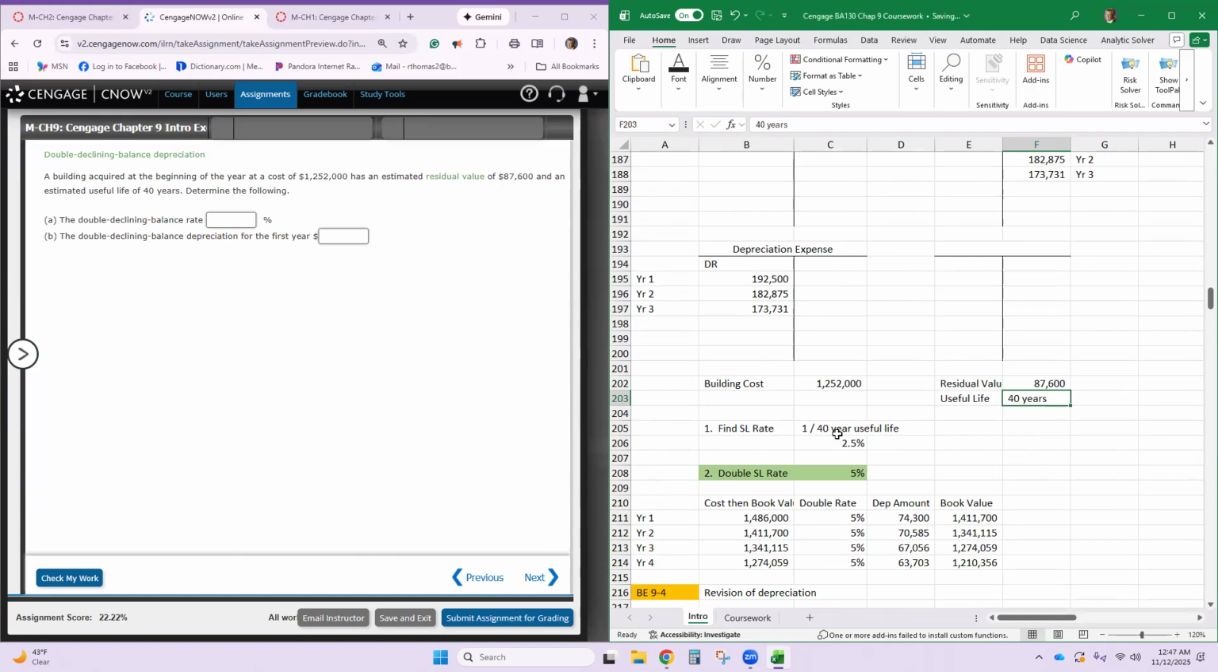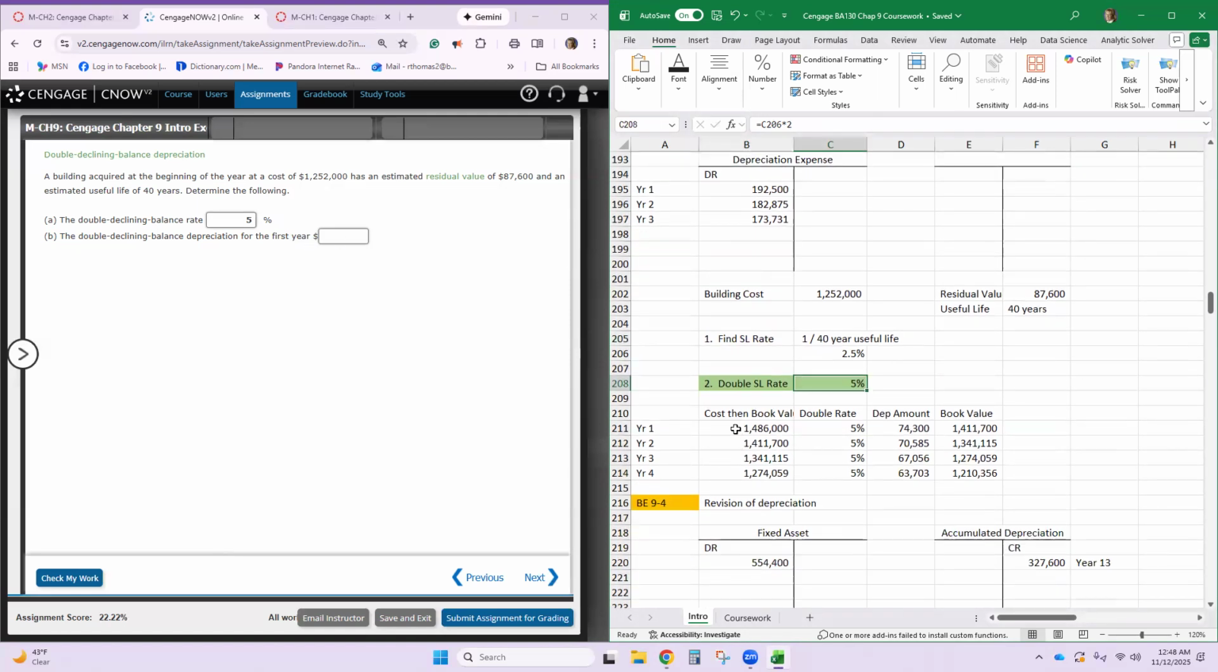Okay, so the first step for double declining balance is to find the straight line rate. I know we're not using straight line, but we have to know what it is so we can double it. So 1 divided by 40 is 2.5%. And when that gets doubled, the double declining rate is 5%. Okay? The double declining depreciation for the first year.